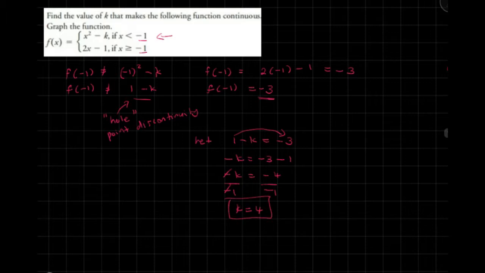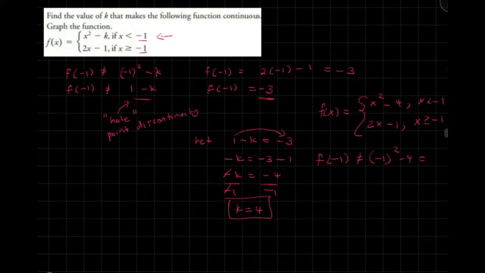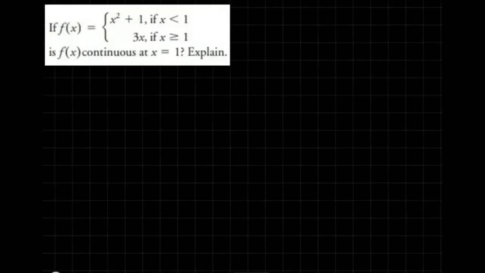So if k is equal to 4, then the piecewise function f of x will look like x squared minus 4 and 2x minus 1, for x less than -1 and x greater than or equal to -1. You can notice here that f of -1 shouldn't equal -1 squared minus 4, which is -3. But f of -1 here can equal 2 times -1 minus 1, which is -3. And the hole, which is this value, is basically being filled by the other value of the function. Okay, so that's where all points will become continuous.